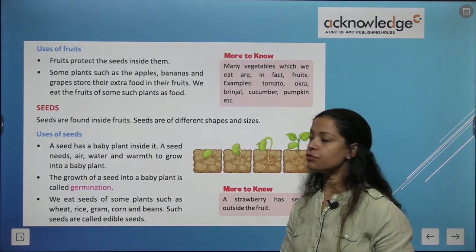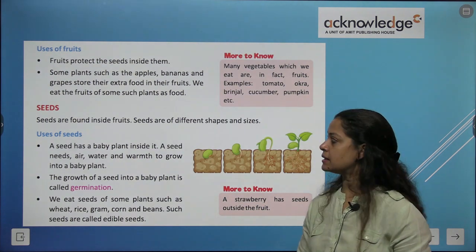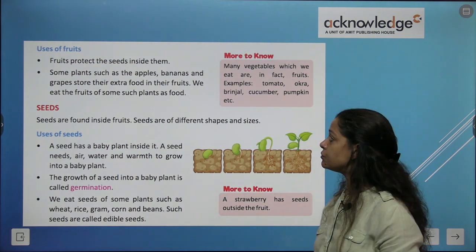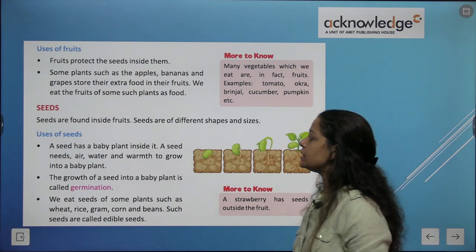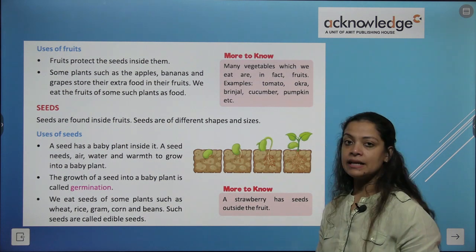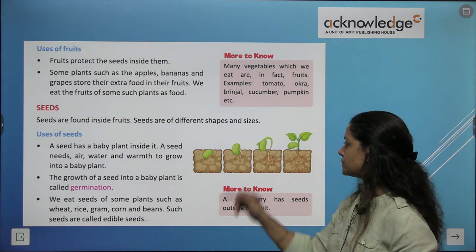So what are the uses of fruits? Fruits protect the seeds inside them. Some plants such as apple, banana, and grapes store their extra food in their fruits, and we eat the fruits of such plants. Seeds are also found inside fruits. Seeds are of different shapes and sizes.